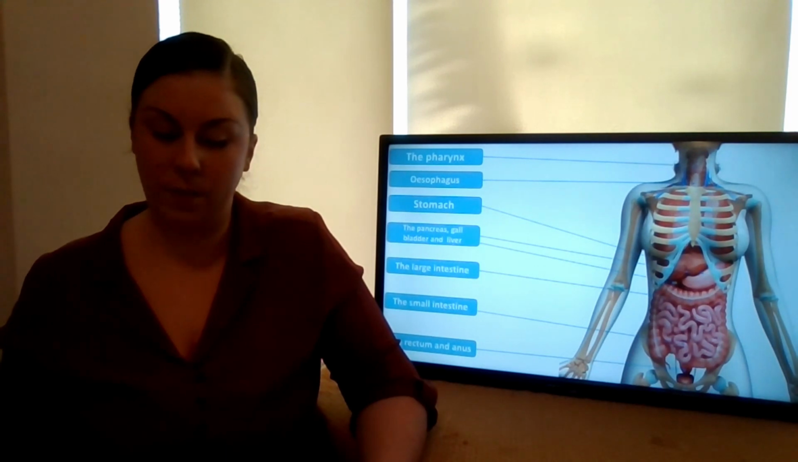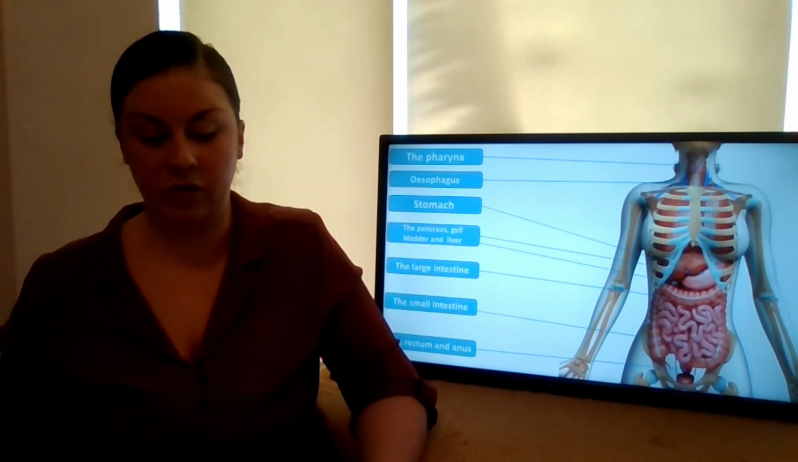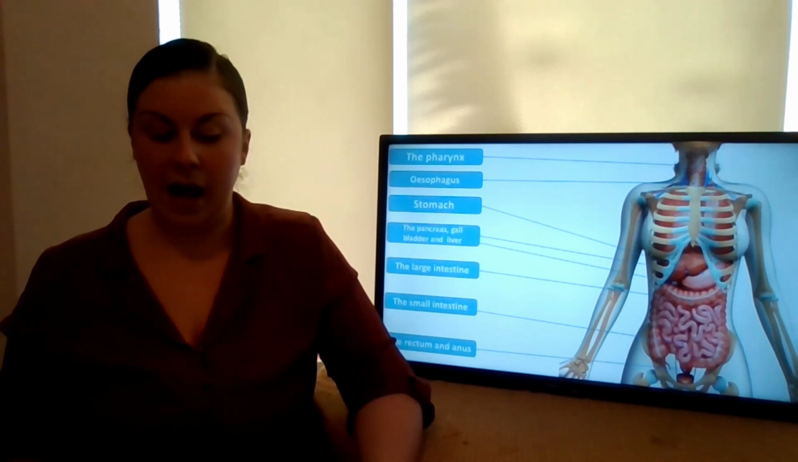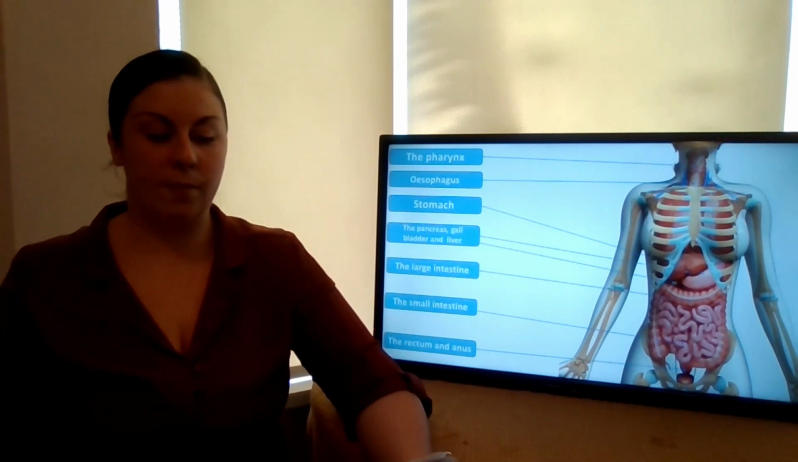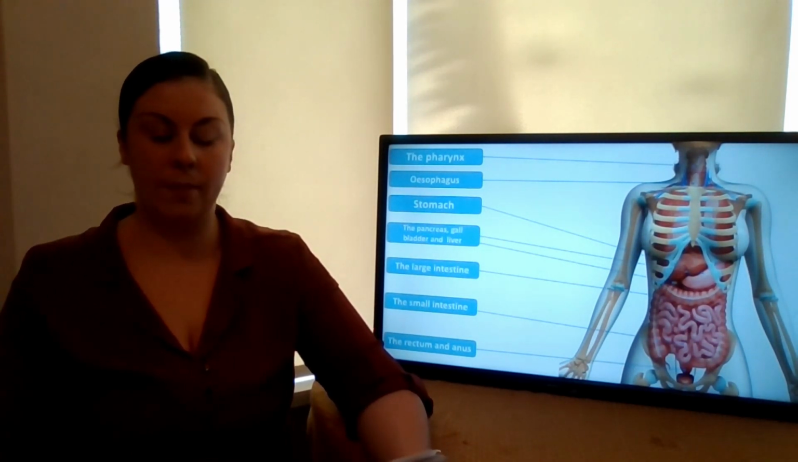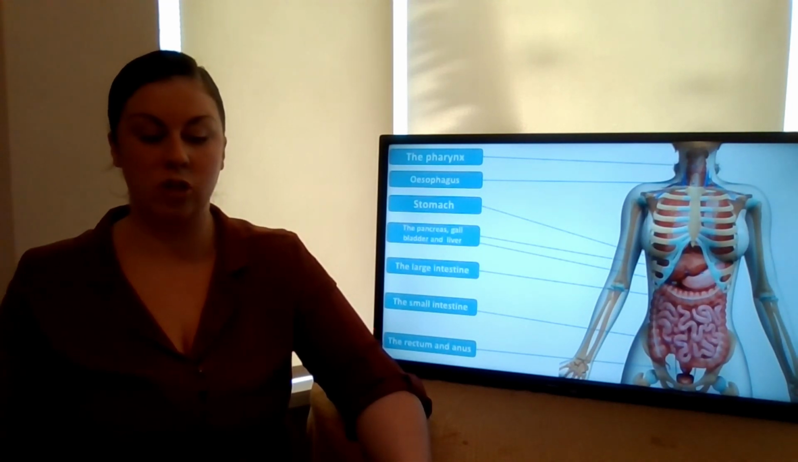The pancreas, gallbladder, and liver. The pancreas sits behind the stomach and is about 12 to 15 inches long. It is part of the digestive system and the endocrine system. It's made up of 2 parts, the main pancreatic duct and the smaller pancreatic duct. The digestive duct produces bicarbonate which neutralizes the stomach acid.